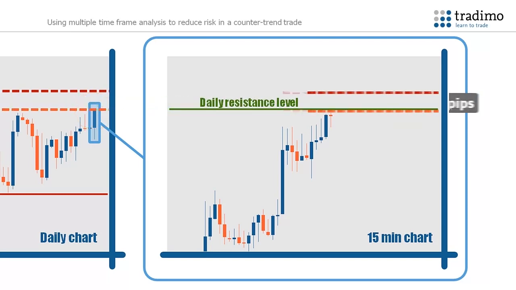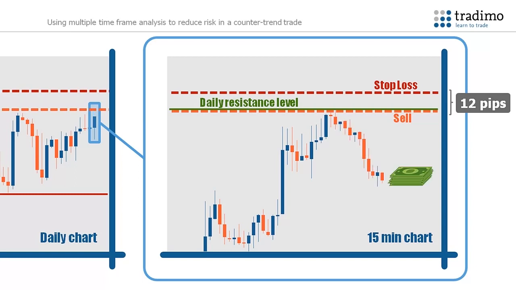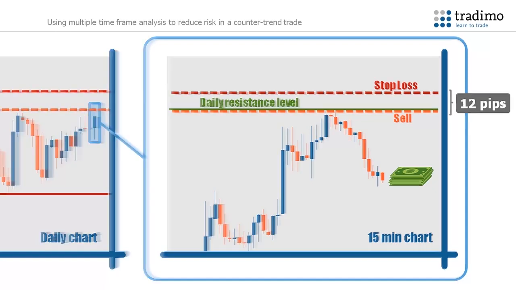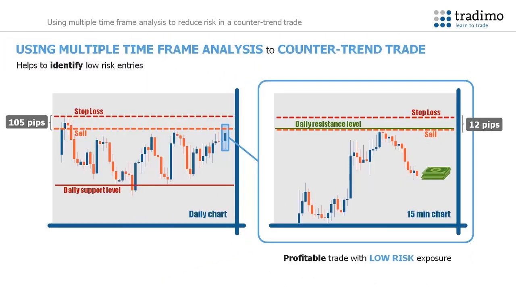Here we see the same daily resistance level on a 15-minute chart. You could look for selling opportunities when you see a candle pattern forming. This can lead to a profitable trade with low-risk exposure because the stop loss would go above the 15-minute candle and would be much smaller on the 15-minute chart than on the daily chart. Therefore, using multiple timeframe analysis, you get the benefits of strong support and resistance levels on the higher timeframes and lower risk entries on the lower timeframes.